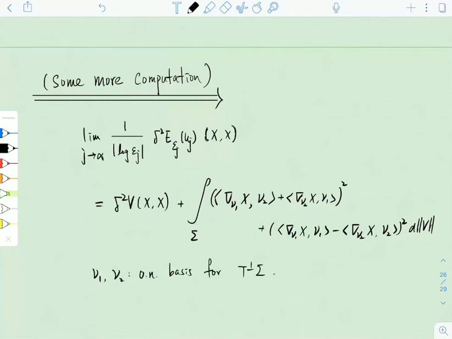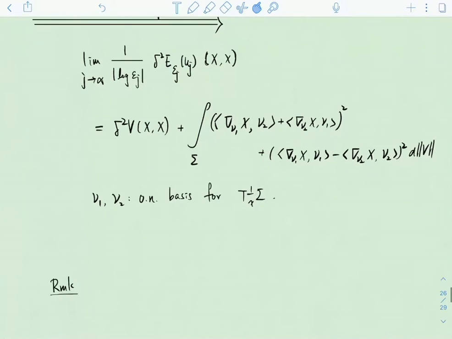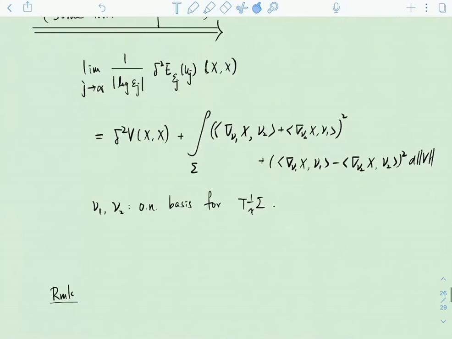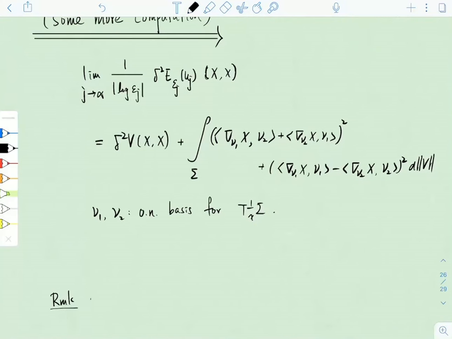Okay, so this expression is independent of the choice of basis on this orthogonal complement. So it makes sense to write it like this in the integral. Okay, and a couple of remarks. First of all, this formula holds actually not just on Sn, but on closed manifolds with vanishing first Betti number.